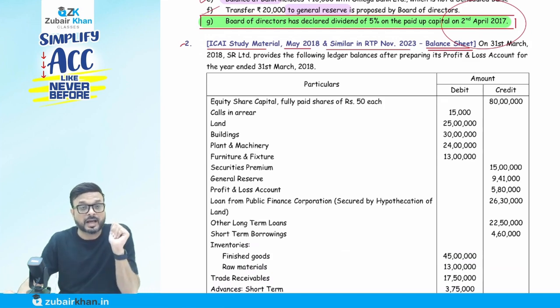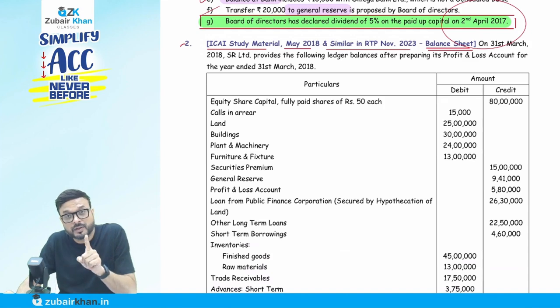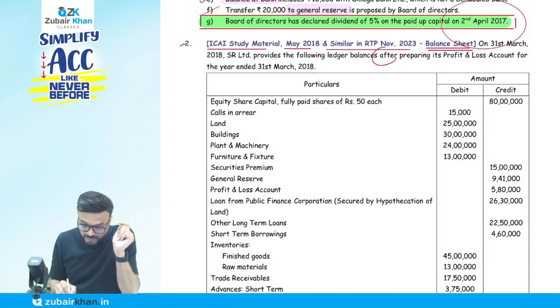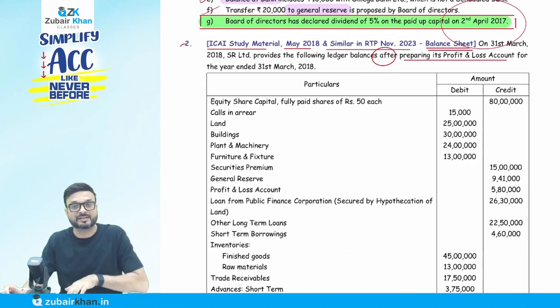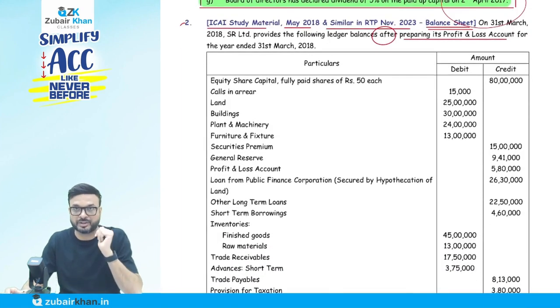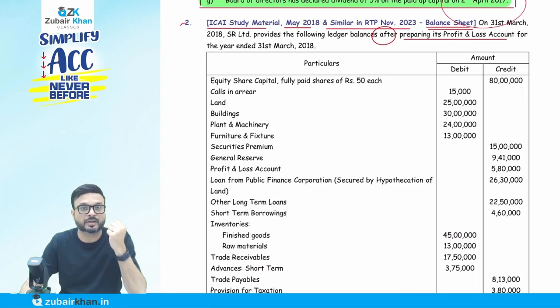What does it mean, after preparing its profit and loss account? It means they have already prepared the P&L account. So they will ask us, as you will see later on, to prepare the balance sheet only. If they have already prepared the profit and loss account, what does it mean? They know how much profit they have during the current year. They will mention it in this trial balance.